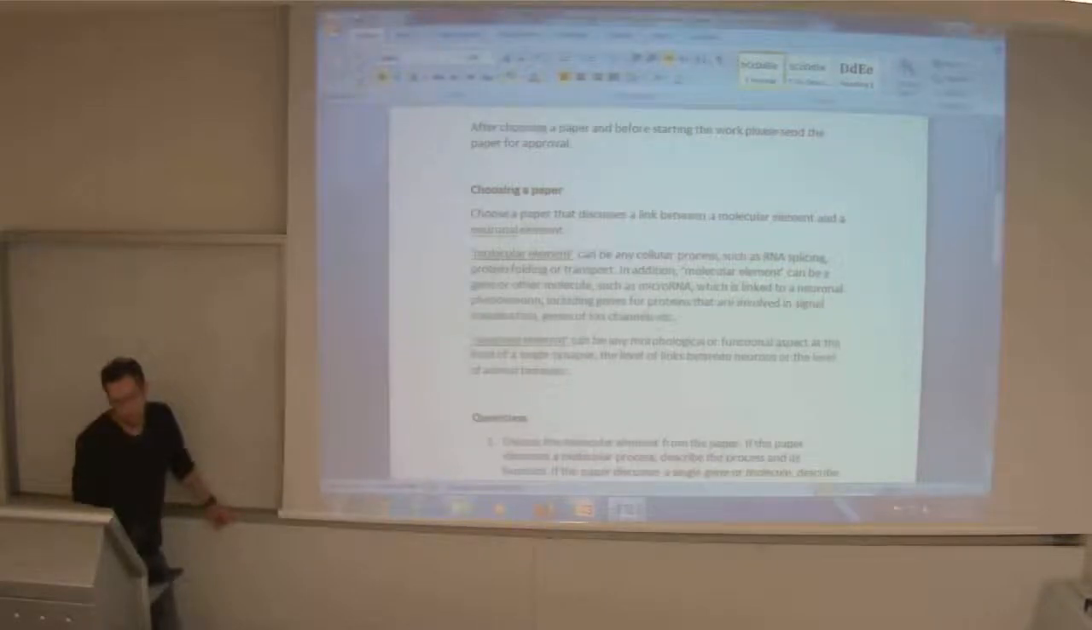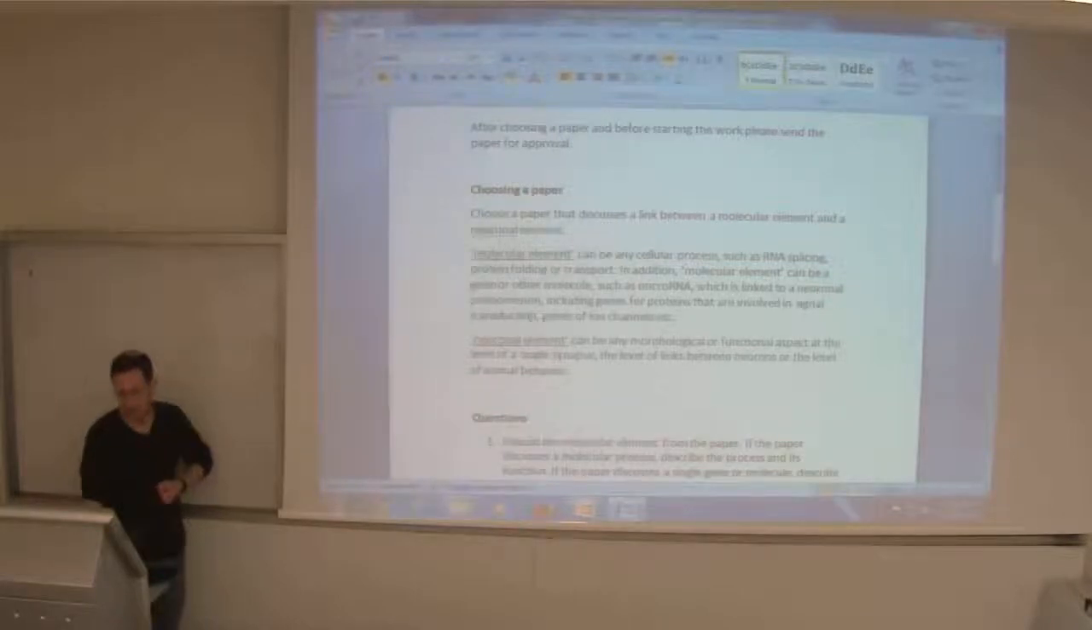What paper should you choose? Choose a paper that discusses the link between a molecular element and a neuronal element. What do I mean by molecular element? A molecular element can be any cellular process, such as RNA splicing, preferably a process that was taught in class. RNA splicing, protein folding or transport, or any other process that you like. Also, a molecular element can be a gene or a molecule, a protein, a microRNA, which is linked to a neuronal phenomenon.